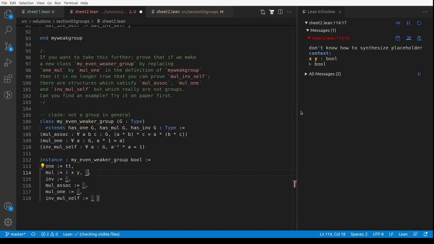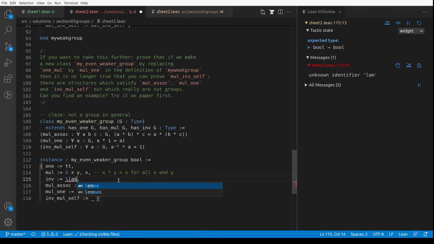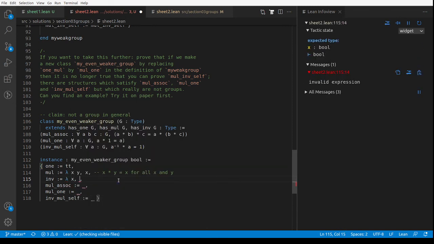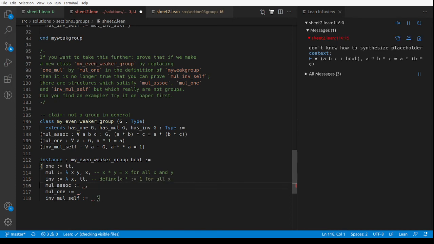I have to give it a bool, and the trick here is you define multiplication so that x times y is always x. This says x times y is x for all x and y. And then the inverse function is the function that sends x to 1, which is true. You define x inverse to be 1 for all x. And now I claim that all the axioms work out, and we could talk about it if you like.